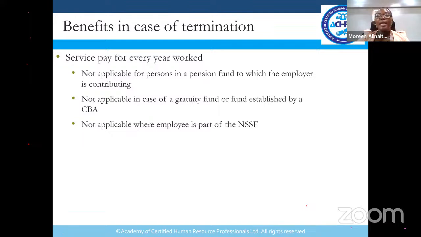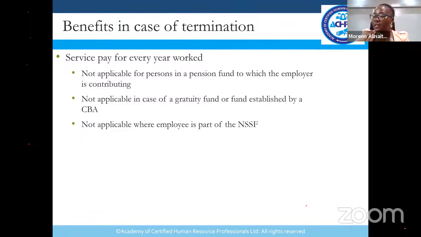So, in case of termination, what is somebody entitled to? Number 1, service pay for every year worked. That is why we were talking about continuity in the previous slide.